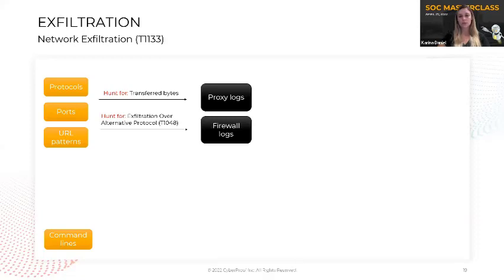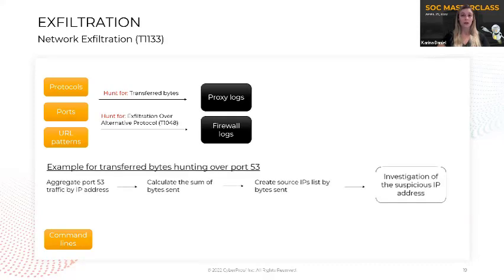It's important to notice that exfiltration could be done over different ports and different protocols, but in most of the cases, we will search for the transferred bytes. Firewall logs could be used for detection if they provide the transferred byte information. In case we don't have enough visibility, let's look at this example. We can aggregate port 53. Port 53 is a DNS port.